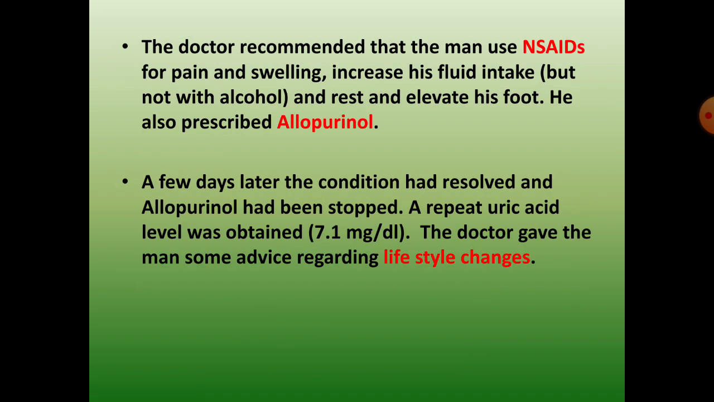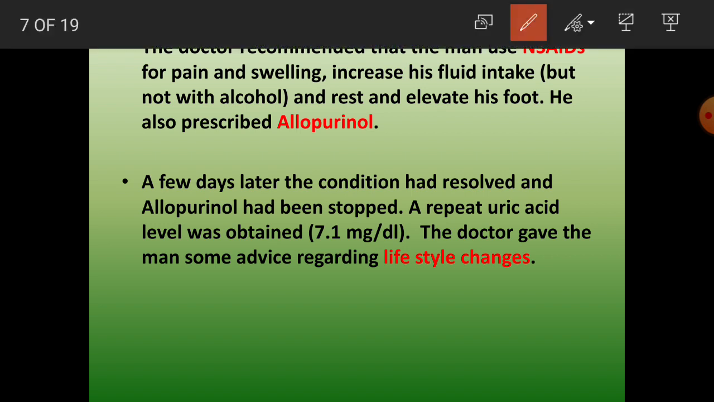Then the doctor recommended some NSAIDs, painkillers that we commonly tell, like aspirin, and asked him to increase his fluid intake, but not with alcohol. People can justify anything, right? And he was asked to have some rest and elevate his foot. He also prescribed allopurinol. This is the drug of choice in case of gout.